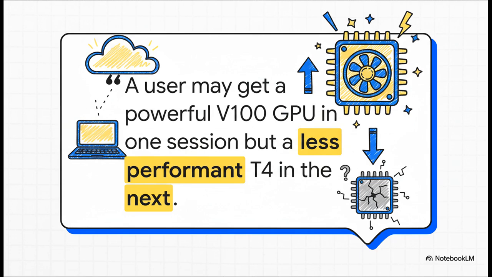This quote right here just nails it. When you're using the free version, you are not guaranteed any specific piece of hardware. One session, you might hit the jackpot and get a top-of-the-line GPU and your code just flies. The very next day, you might get a much older, slower one. That complete unpredictability, well, that's the hardware lottery.